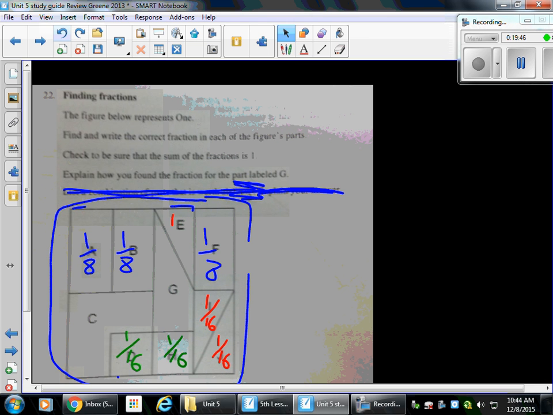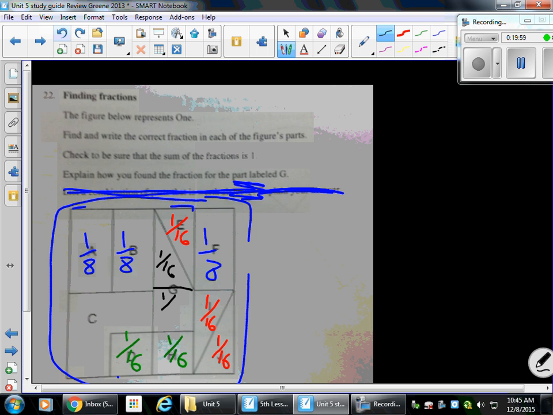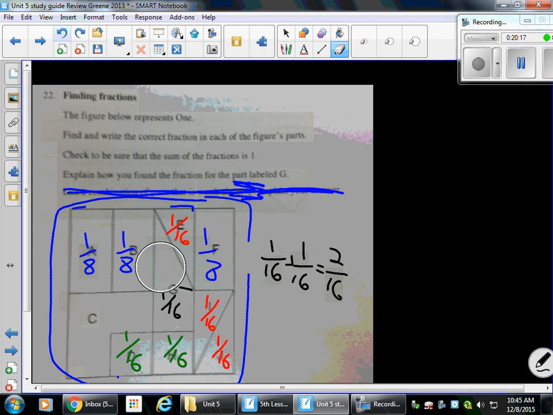We're going to change this color to black. What do you think G would be? Okay, this would be 1/16. G is easy. So we have one triangle here, which is 1/16. And we have a square here, which is 1/16. So 1/16 plus 1/16 would equal 2/16. All right, kids? 1/16 plus 1/16 would equal 2/16. Okay. So we'll make that one 2/16.